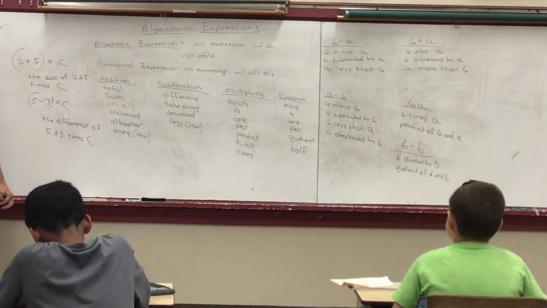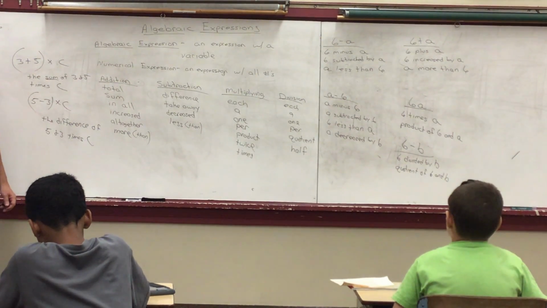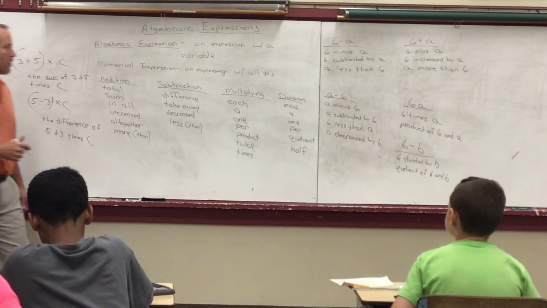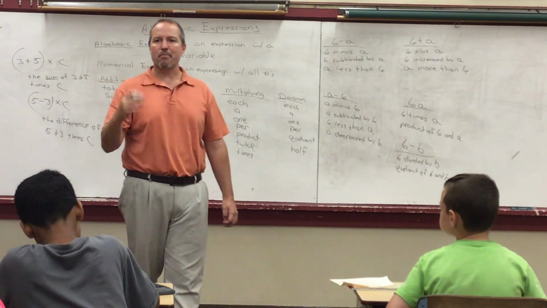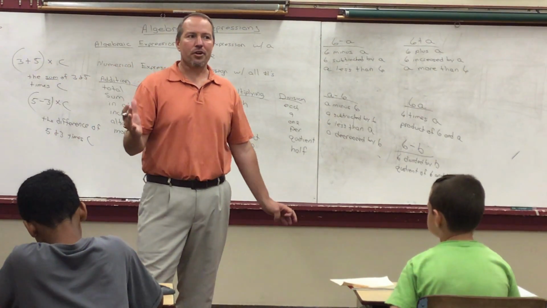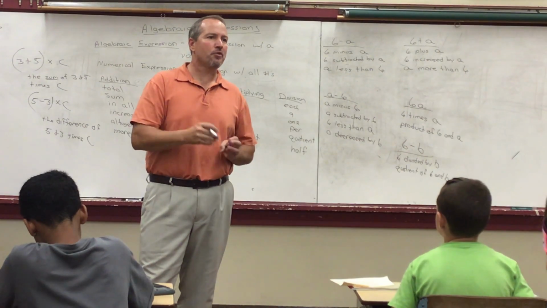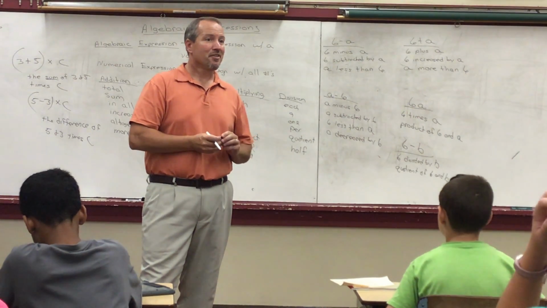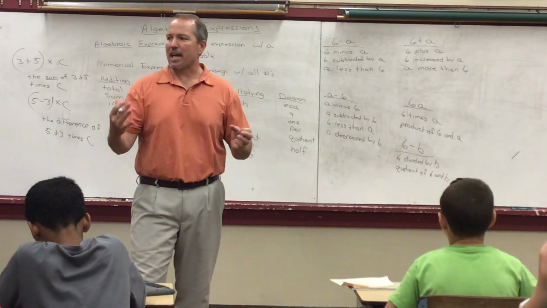Questions about this? If they were to say the product of 6 and 8 minus 4, what are you going to do first? The product of 6 and 8 minus 4. That means you're going to do what first? You have to find the product. So you're going to multiply 6 times 8 and then subtract 4.